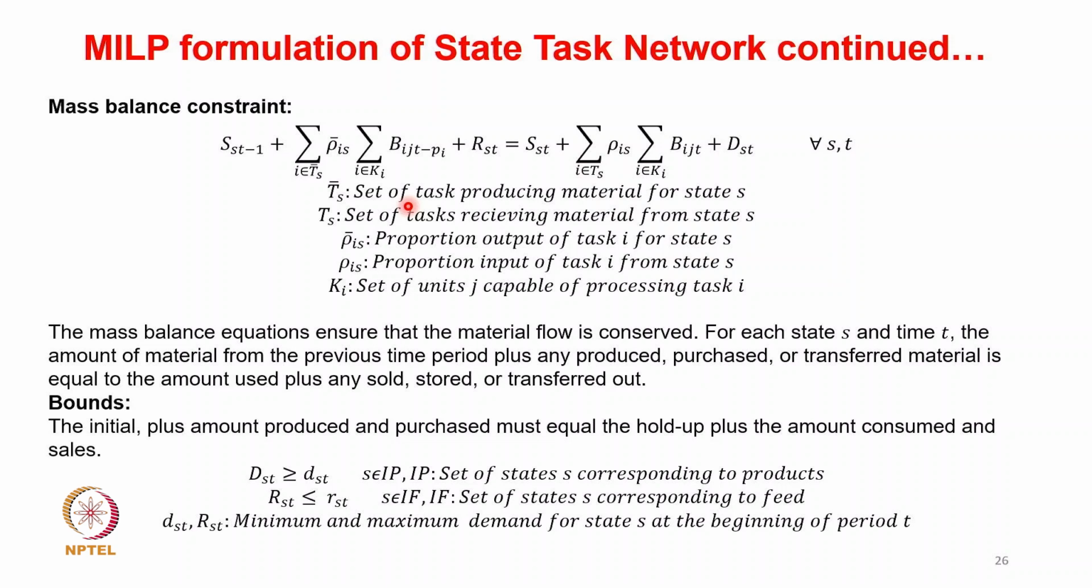And yes, we will also have bounds on the amounts. The amount produced and purchased must be equal to the holdup plus the amount consumed and sold. So DST should not be greater than small dst, and RST should be less than or equal to small rst, where these are the minimum and maximum demand for the state at the beginning of the period T. So it should not violate the demand constraints.